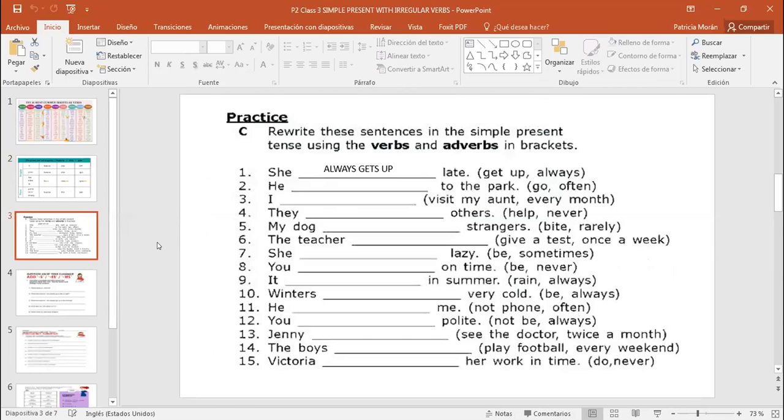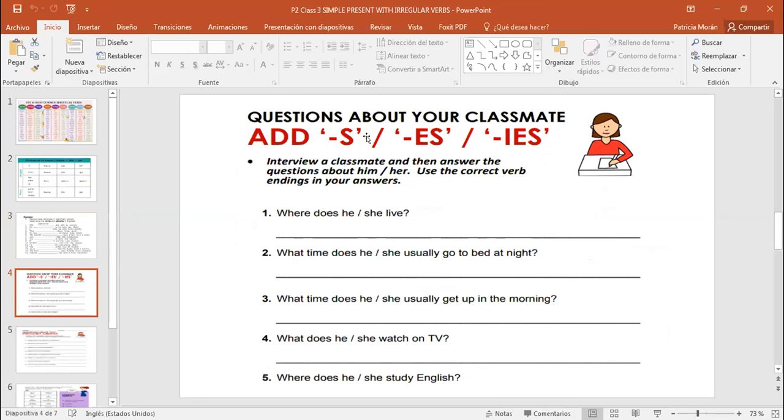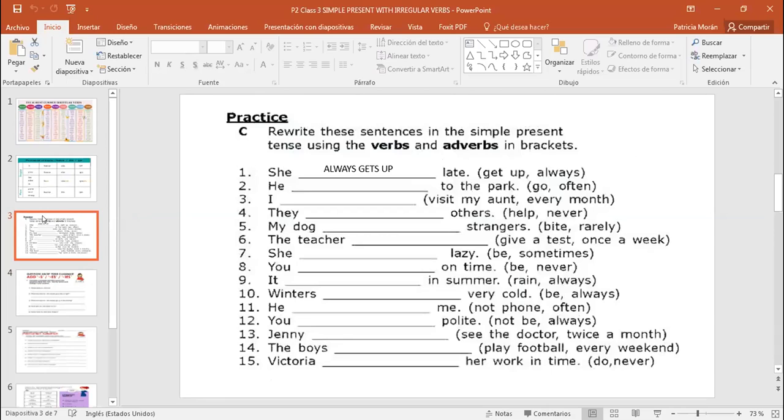Here, I have an exercise that says, rewrite the sentences in the simple present tense using the verb and adverbs in brackets. For example, she always gets up late, get up late. He, to the park, go often. So you need to apply the rule. As you studied yesterday, we add S, ES, and IES when there is a third person. So in order to remind us, I will send you this exercise and I would like you to practice by trying to answer. I would like to know if you have questions so far. ¿Tenemos preguntas hasta acá?